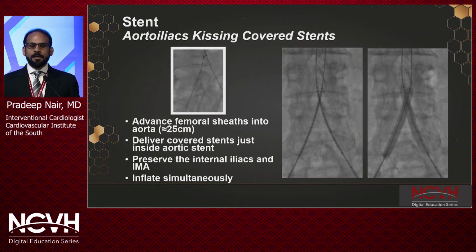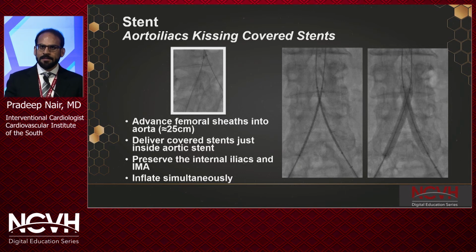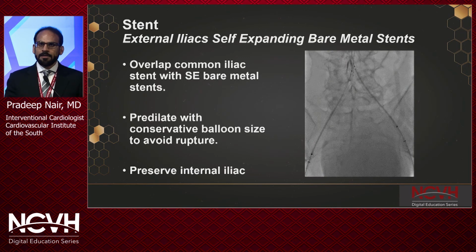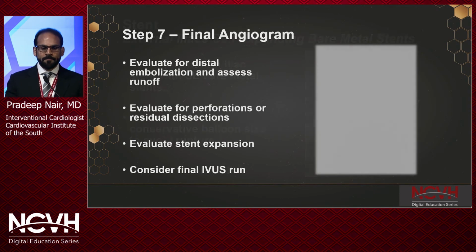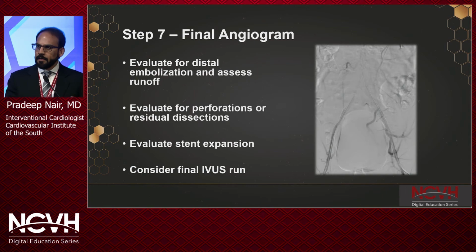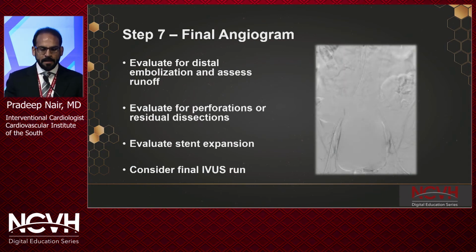The next step is to place your covered aortoiliac stents by placing your femoral sheaths into the aorta. Deploy your stents simultaneously, and remember to preserve your internal iliacs and try not to occlude your IMA. Then you place your external iliac stents, self-expanding typically. Pre-dilate the iliacs conservatively to avoid rupture. Step 7 is to perform your final angiogram to evaluate for any untoward complications and consider a final IVUS run.